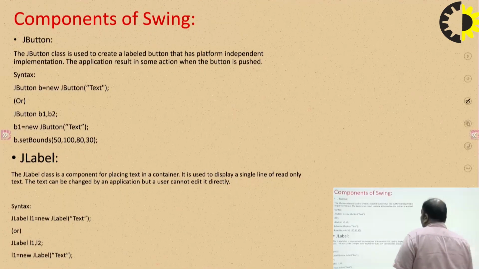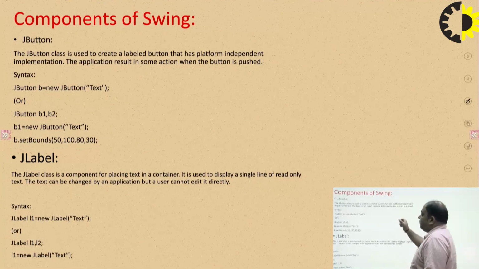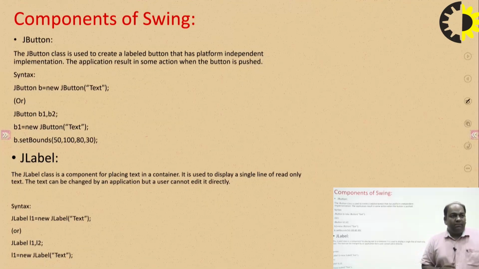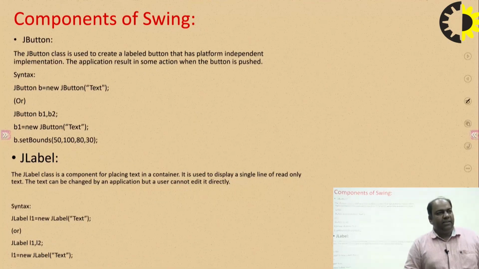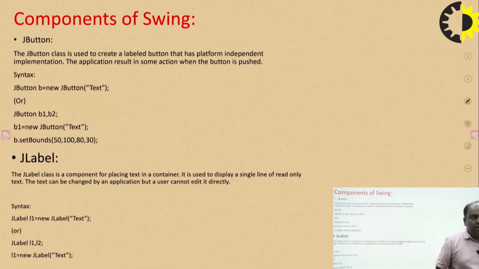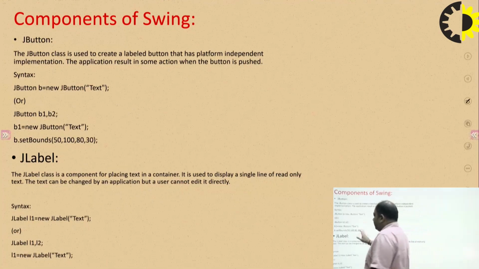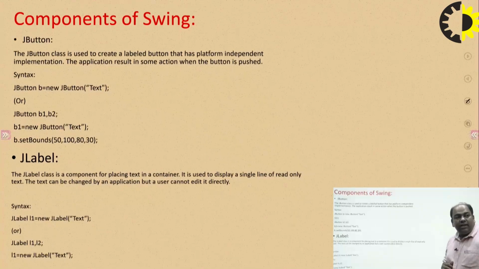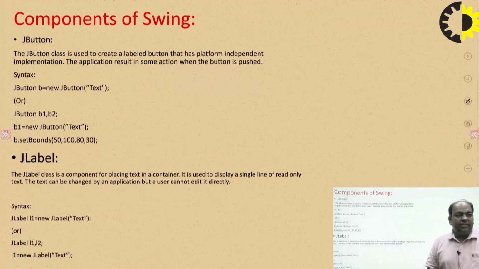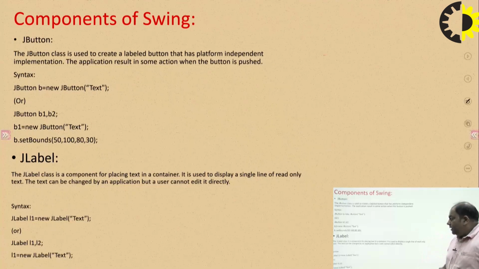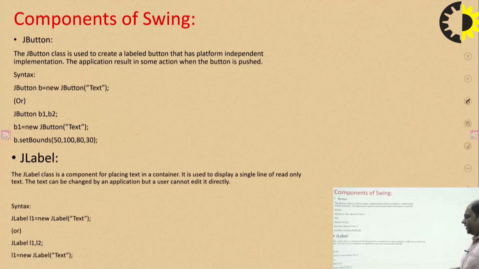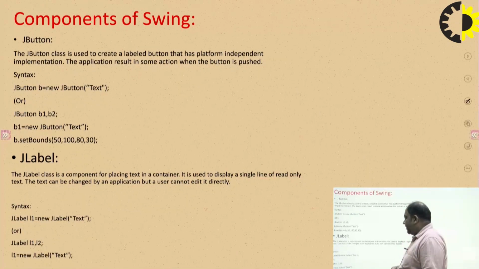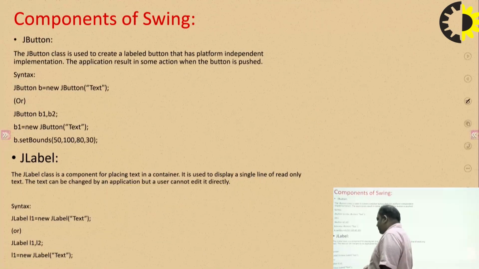So what are the other components? Button we discussed through a program. The button class is used to create a labeled button that has platform independent implementation and some action when a button is pushed. Same text, same program, same syntax which I have shown in the program. JLabel is a class for placing text in a container. It is used to display a single line of read only text. The text can be changed by the application, but a user cannot edit it directly. The syntax is JLabel, same as I used in the program.